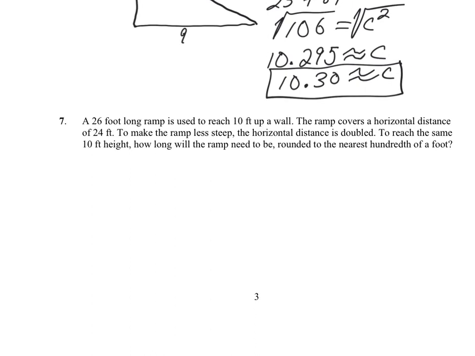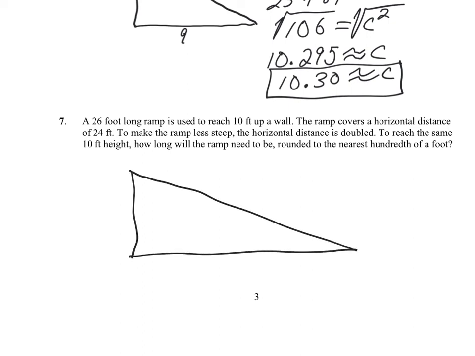So what you have to do is figure out what your legs are of the right triangle, and make sure that we're looking for the hypotenuse. A 26-foot long ramp is to reach 10 foot up a wall. Okay, so this ramp is going to be 26 feet. Well, the 26 feet is here now, and the point that it touches the wall is 10 feet up.